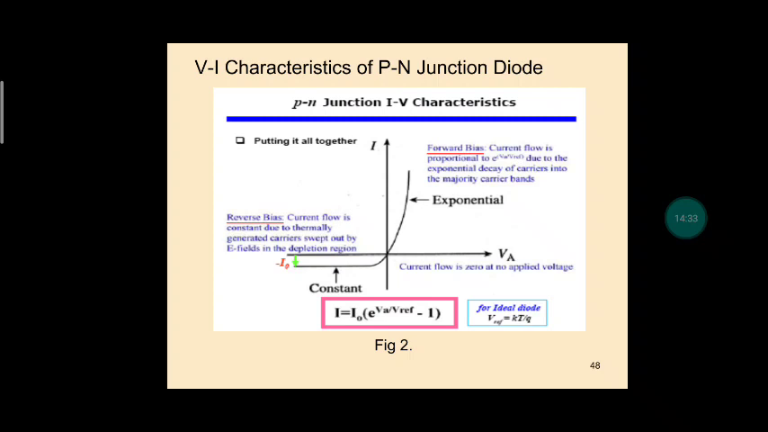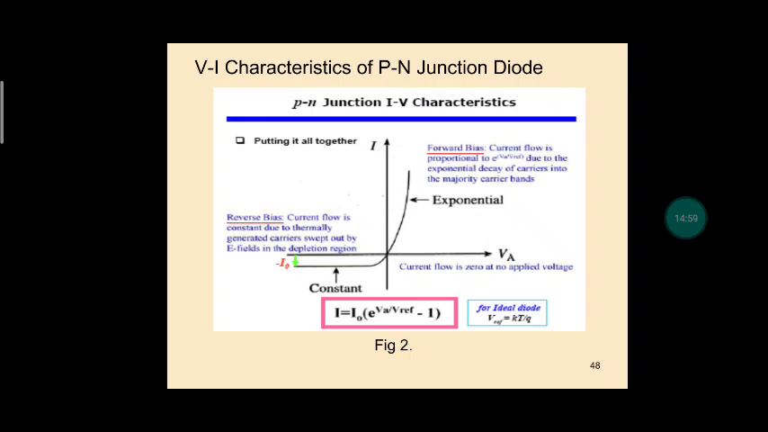This is the VI characteristics of the PN junction diode. Then the total current can be calculated as I equals I naught times exponential of V divided by the reference voltage minus 1. Here the reference voltage equals k times temperature divided by the amount of charge of the device.